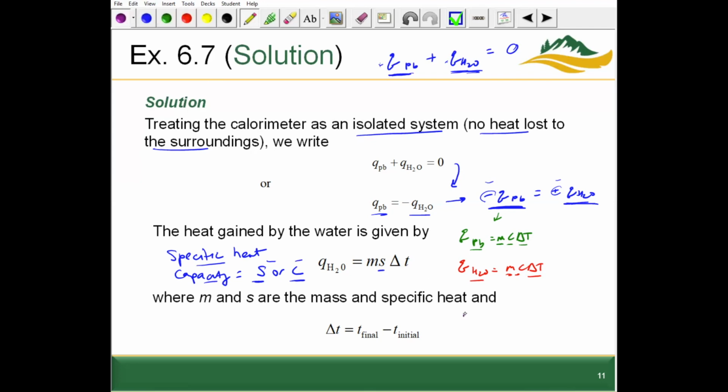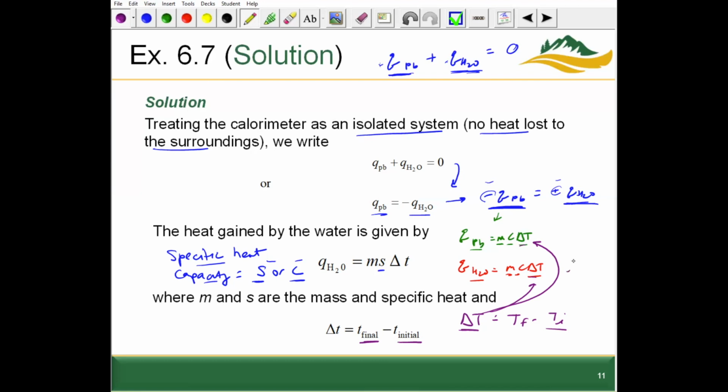Then very importantly, delta T, any of these deltas is always final minus initial. So T final minus T initial, that would go into this term here and this term here, given the initial temperature of the lead and the initial temperature of the water.